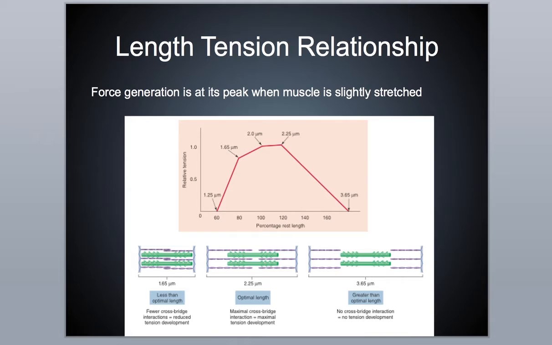All right, so looking at the length-tension relationship, essentially what this is describing is that the muscle is weakest when it is either fully contracted or fully extended. Somewhere in the middle is where it's going to have the most muscular, or at least potential muscular force.